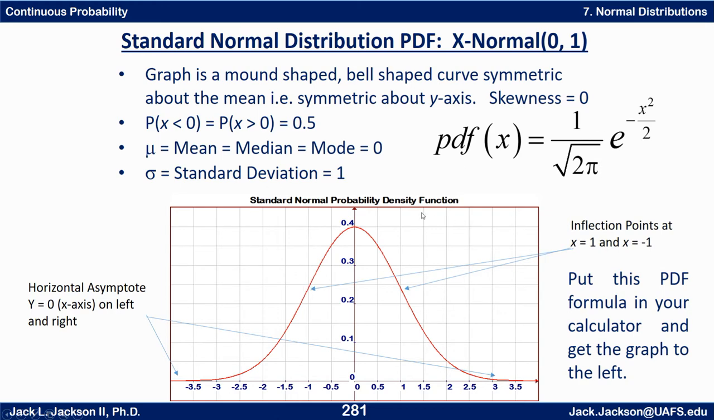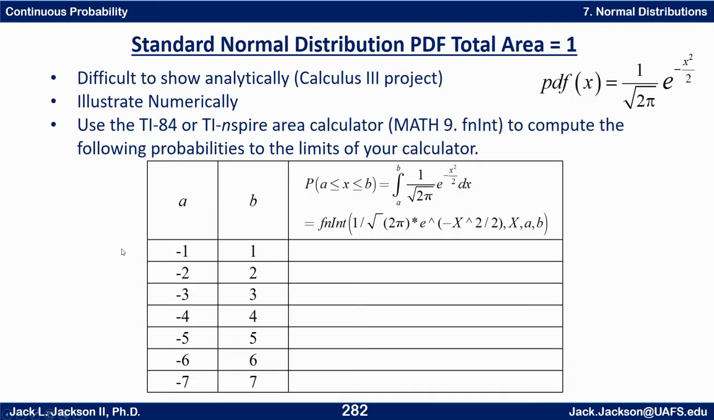So let's work with this a little bit. Get your calculator out, and let's put this formula in for the PDF in Y1 in your calculator. If you need to, press pause to get that in, and then hit play to keep going after you've done that. Okay, so we're going to assume you have that in your calculator. Okay, and we're going to calculate some of these areas.